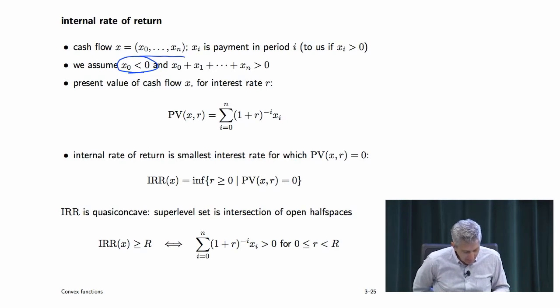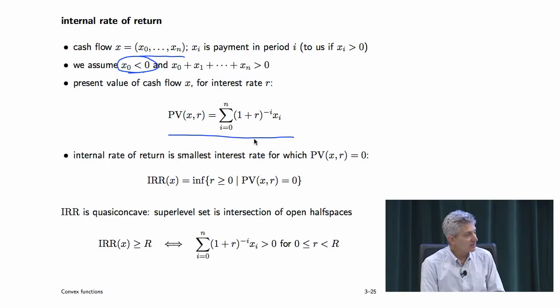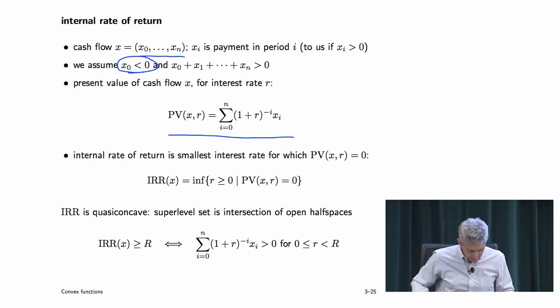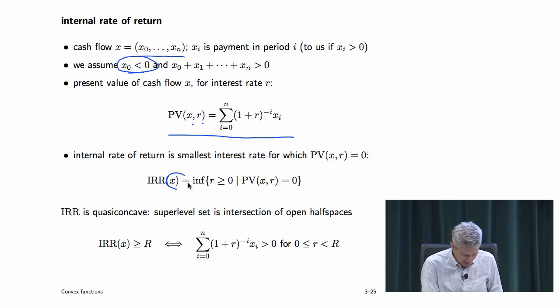Okay. Well, if you have an interest rate R and you discount these cash flows, then this would be the present value, right? It's just the sum of (1 plus R) to the minus i times xi, right? Because the i is indexing periods in the future, and you discount each one by the interest rate. Okay, so that's the so-called present value, and it's a function of the cash flow vector and the interest rate. Then the internal rate of return of a cash flow vector or investment sequence is this.